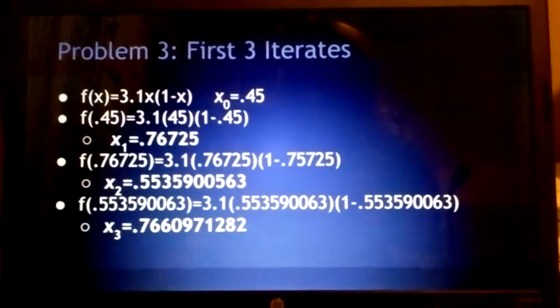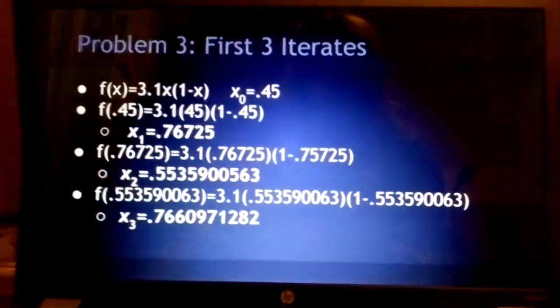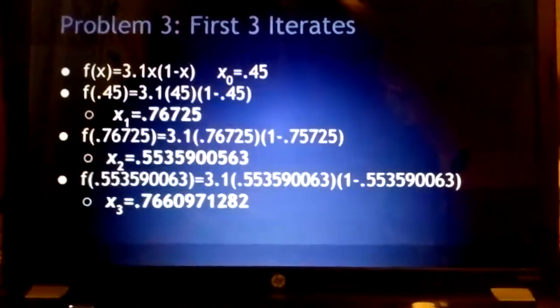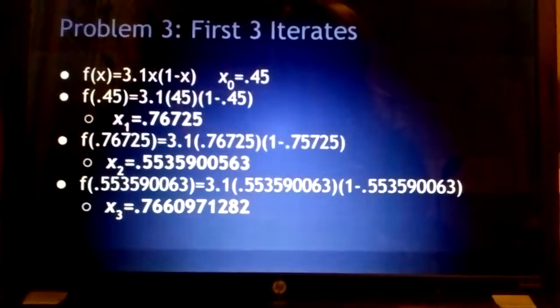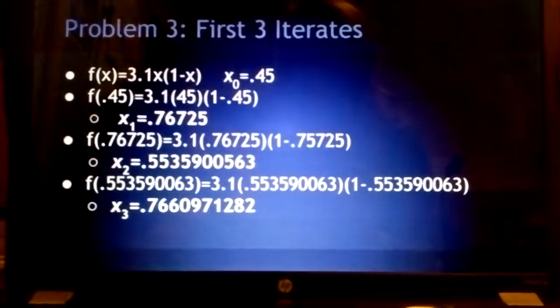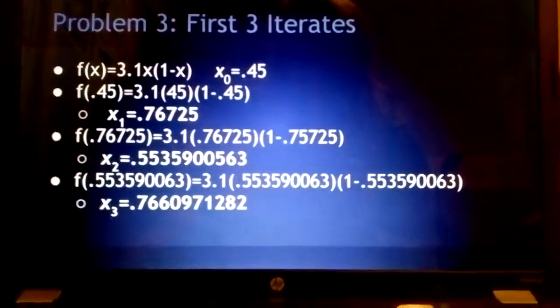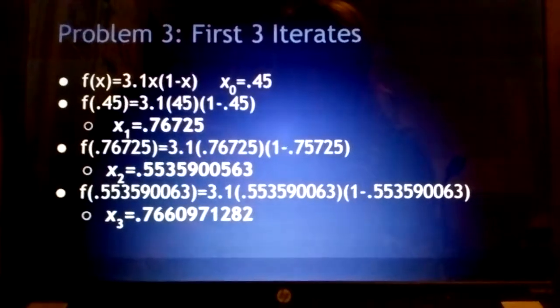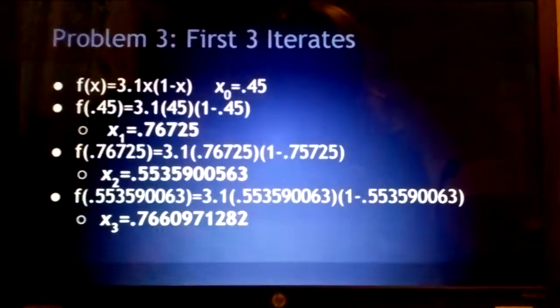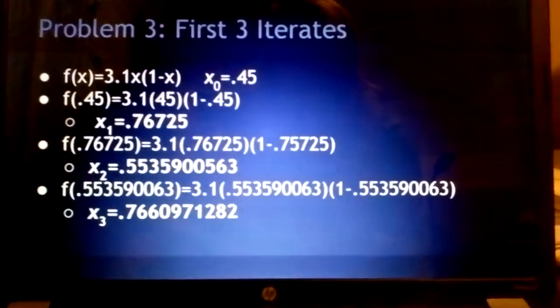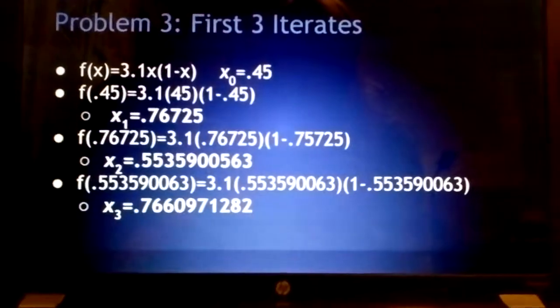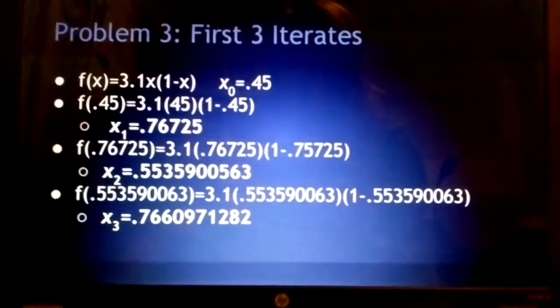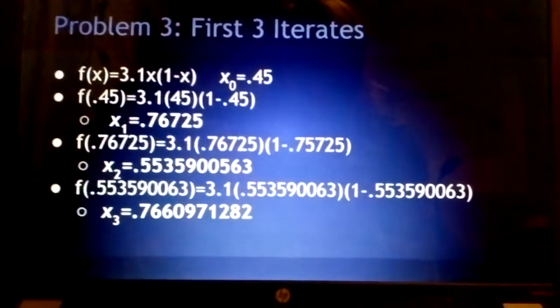You could go farther. You could find the first 10, first 20. It would just get longer and longer and harder. And it really depends on what the problem asks of you. If it asks for the first 3, you do the first 3. If it asks for the first 4, you get the first 4. And you just keep plugging them in and getting out the answers. So that's how you find iterates. That's how you iterate functions with real numbers.